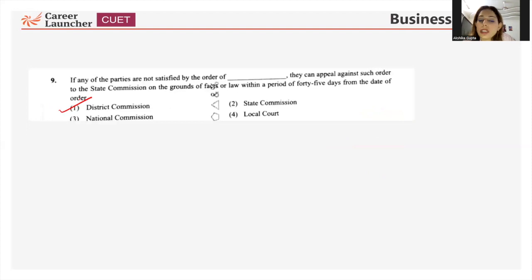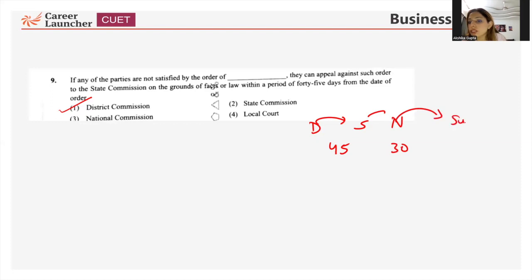Then if any party is not satisfied by the order of dash, they can appeal to the state commission on the grounds within the period of 45 days. So we all know when we have to go from district to state, it is 45. State to national, it is 30.